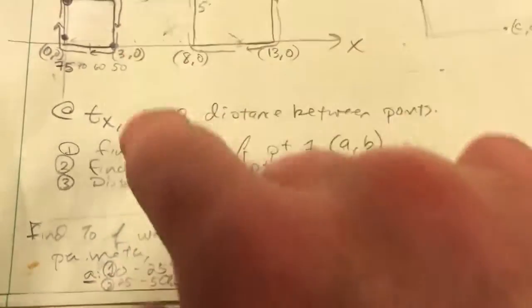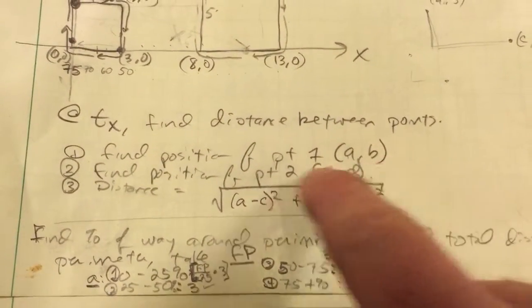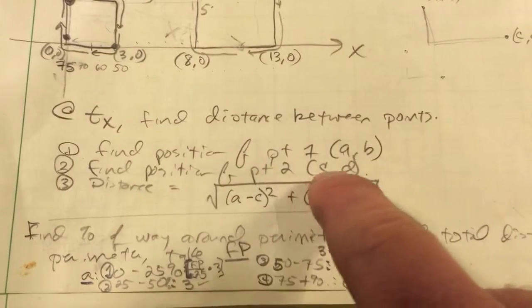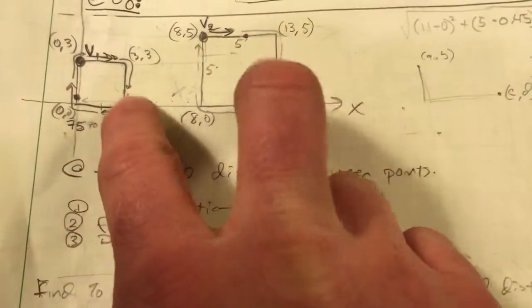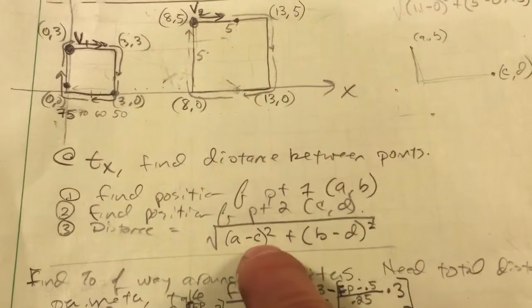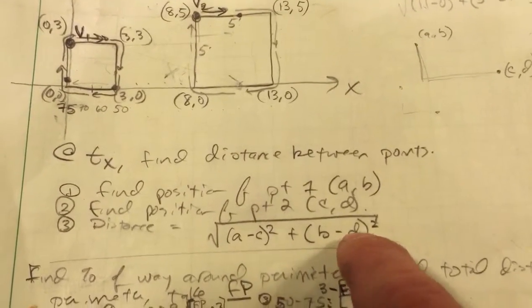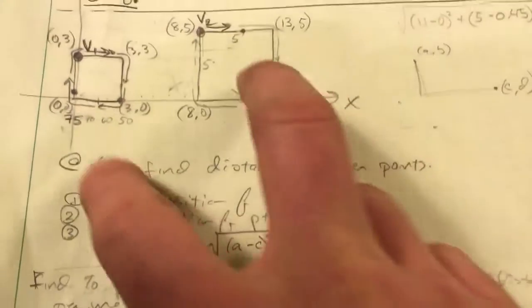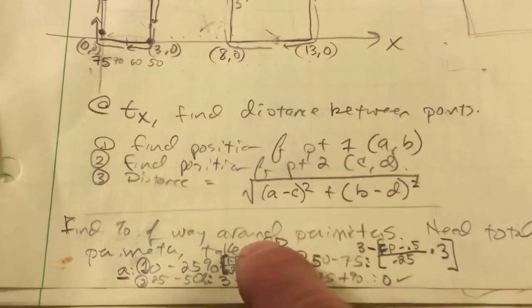So what you've got to do is find the position of the first point. We'll call that A and B, and the second point, we'll call C and D. Then the distance is just the Euclidean distance between the two: the square root of the x delta squared plus the y delta squared. So it's just a triangle once you figure out where they're at. The interesting part is figuring out where they're at.